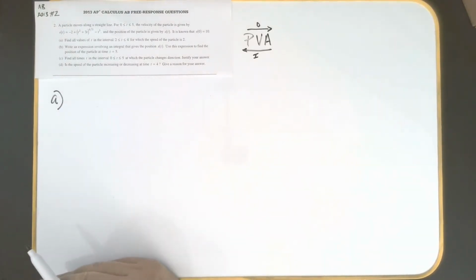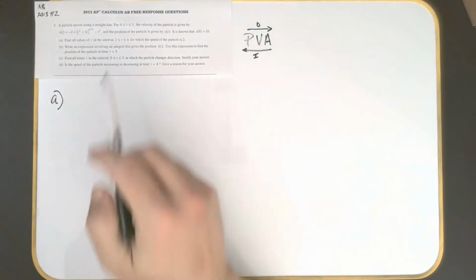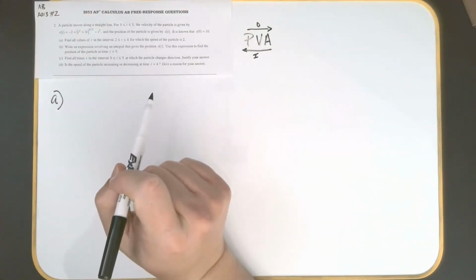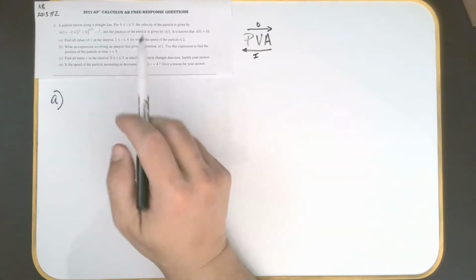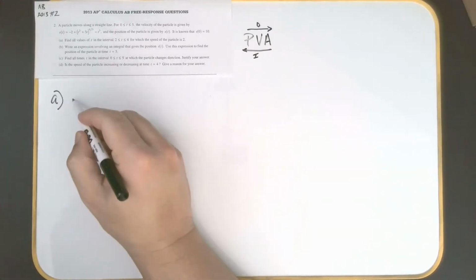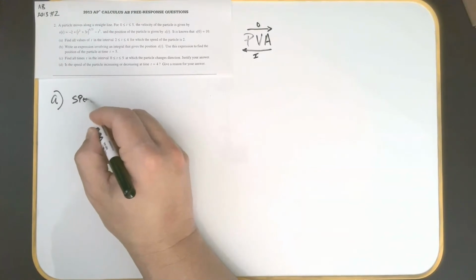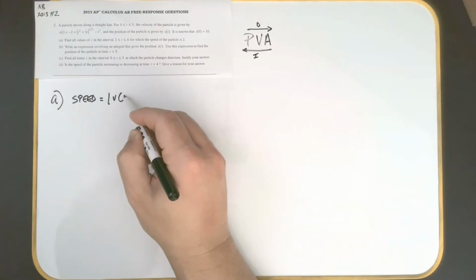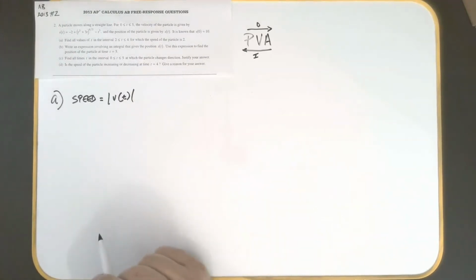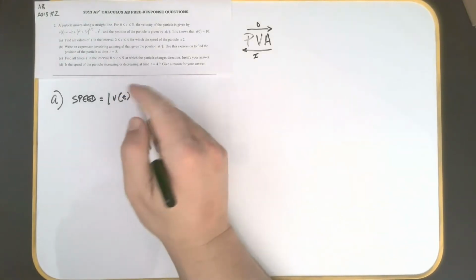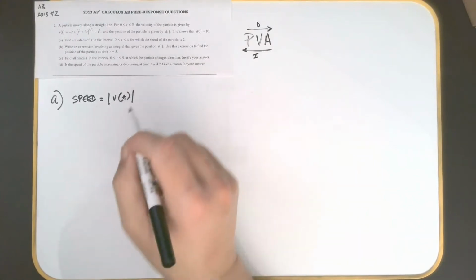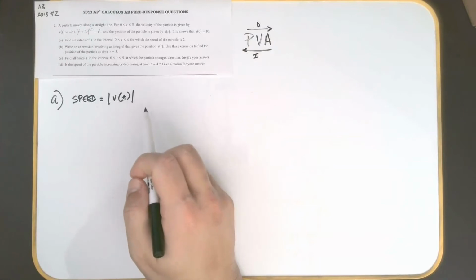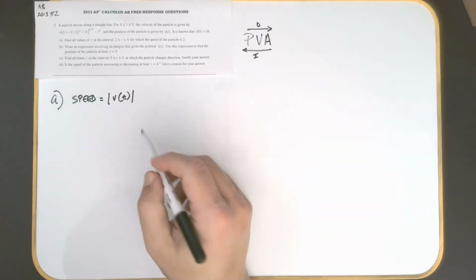So part A says, find all the values of t in the interval from 2 to 4, for which the speed of the particle is 2. Well, the first thing they're going to quiz you on here is, do you know what speed is? By definition, speed is equal to the absolute value of velocity. So that equation is quite important. If we take just the velocity function and set it equal to 2, we're going to miss out on a value because it's the absolute value. So we want to make sure you have this memorized.